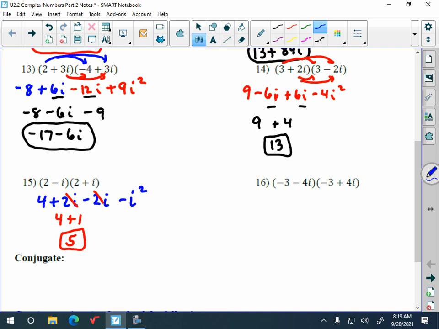All right, so on 15, this minus i squared is going to change to plus 1, because i squared is negative 1, times the negative changes to plus 1.